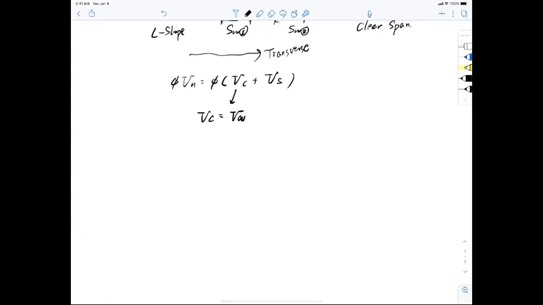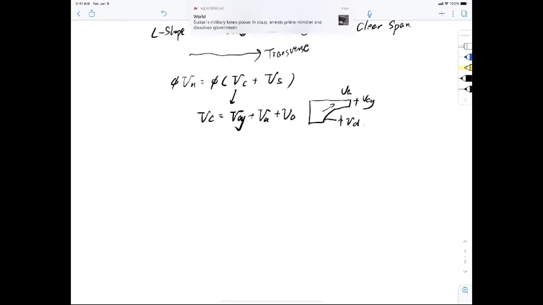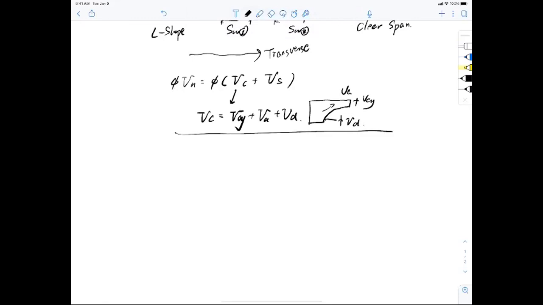Vcy, which is the shear resistance in that tiny thing here. And what? Va, the aggregate interlock, right? And what? Vd, the dowel action, okay? So you remember this beautiful chart, 2 points or 5 points, depending, in the second exam. All right, so how about Vs?